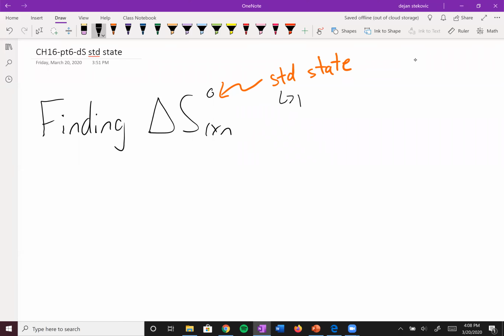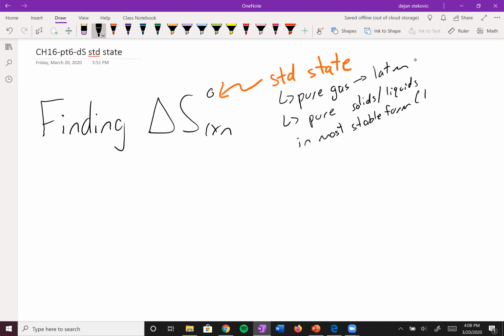So in case you're thinking what that means, for a pure gas, it means that it has a pressure of 1 atmosphere. For pure solids and liquids, same thing. Solids and liquids are going to be in their most stable form. As we'll see later on, solids can have multiple stable forms. Stable form under 1 atmosphere, and generally 25 degrees Celsius is where it's at. And then if you're talking about a solution, you're assuming it's 1 molar.